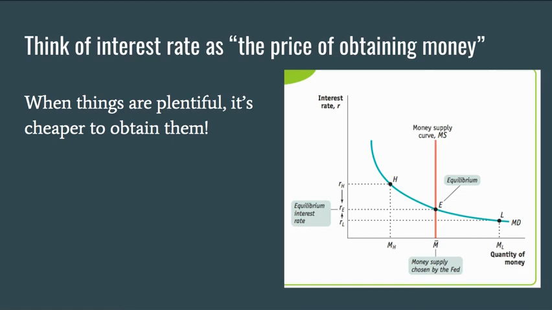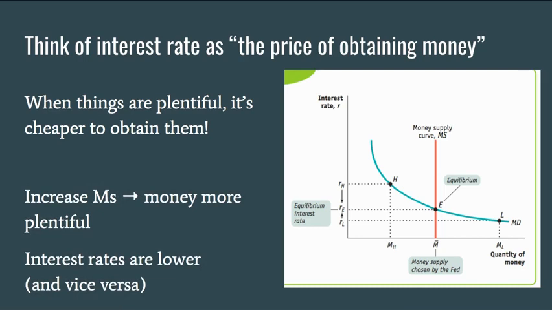Same goes for money. So if we increase the money supply, money becomes more plentiful, and so it's cheaper to get money. And so that means interest rates, the price of getting money, are lower, and vice versa, right? So if we wanted to raise interest rates, we would decrease the money supply and make it more scarce, and so it's more expensive to get money. Again, I hope that made sense.